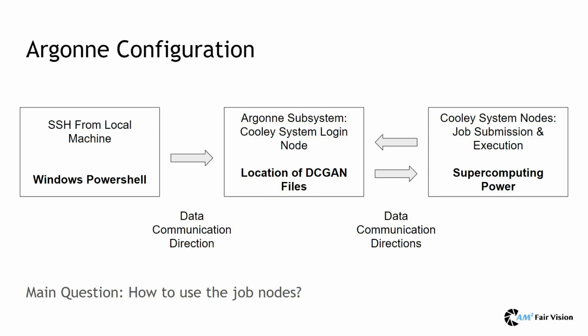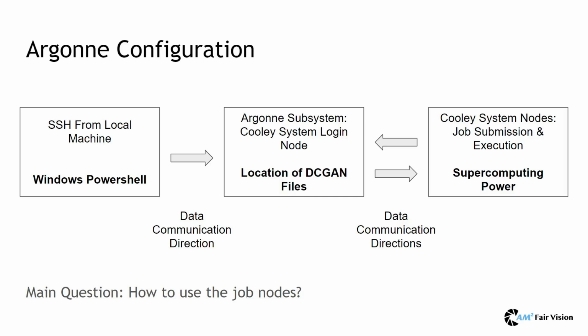Looking to improve the results of DC-GAN, we hypothesized that training it with more epochs on a faster machine like Argon could do the trick. My task was configuring and using the Argon subsystem, but first I had to determine how. I learned that there is a three-layer process to accessing the machine, first SSHing in from a terminal, and then requesting a job node from a login node, as depicted in this figure.